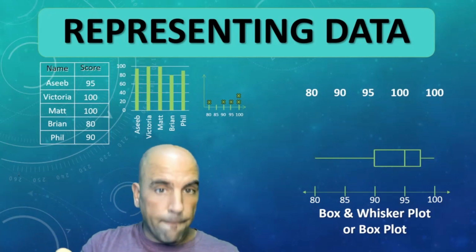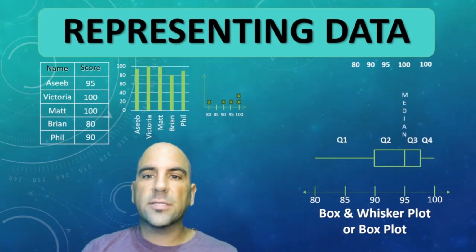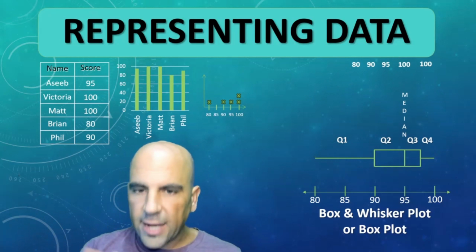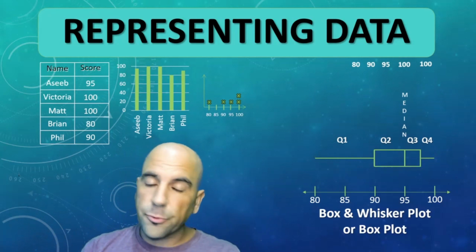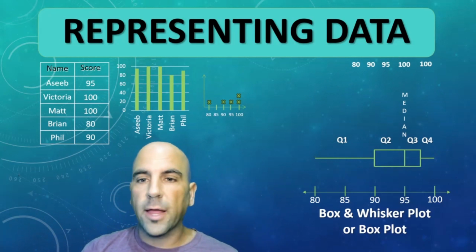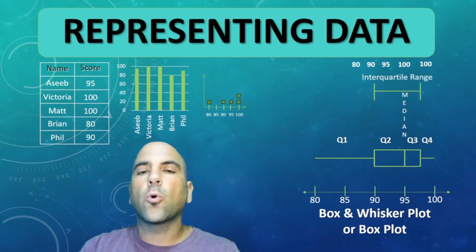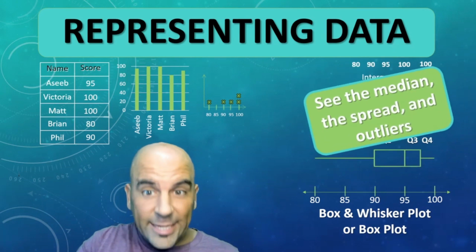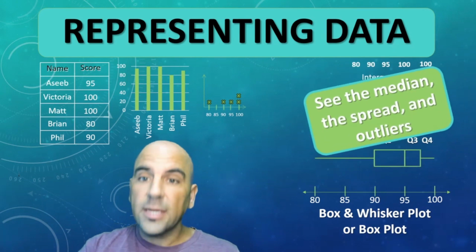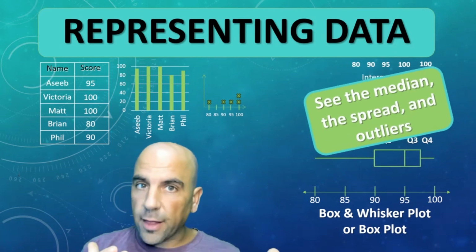Now, as you zoom out of this thing, you get to see a really cool picture of the data. You see quartile 1, 2, 3, and 4 with the median in the middle. And don't forget, quartile 2 and 3 are our interquartile range. This is the best way to see the median, the spread, and the outliers.